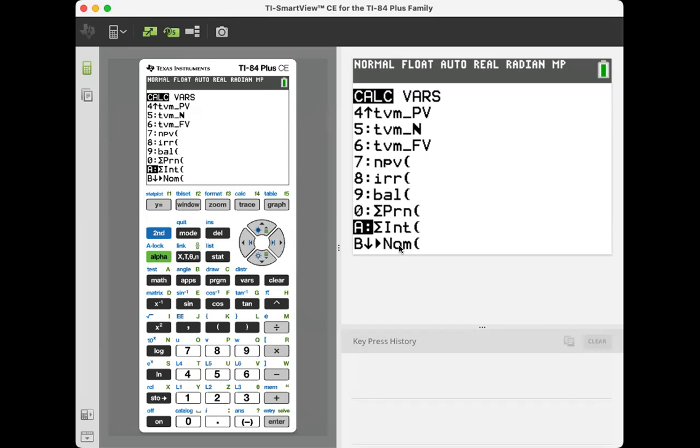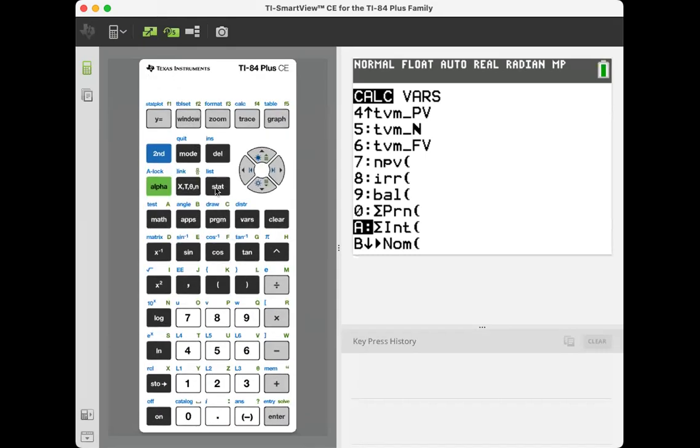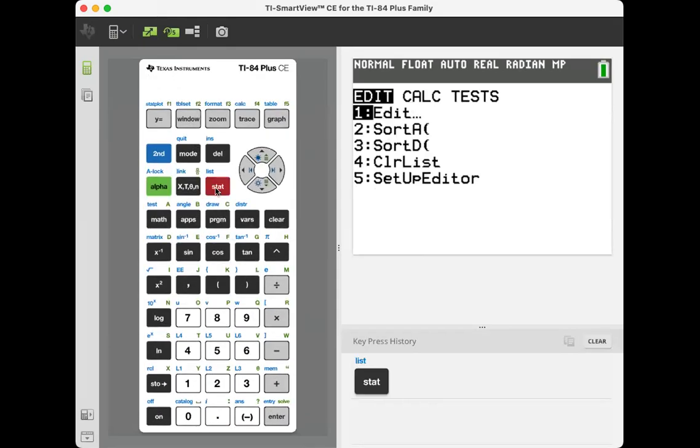Okay. First off, we're going to go to the stat menu. So right here next to the left arrow, you will see the stat button. There you go, stat button. We want to edit and enter some stats. So notice it's already on option 1. We're going to hit enter.